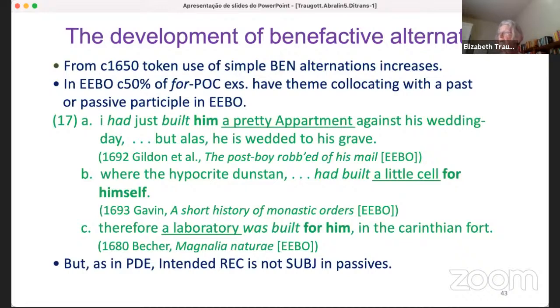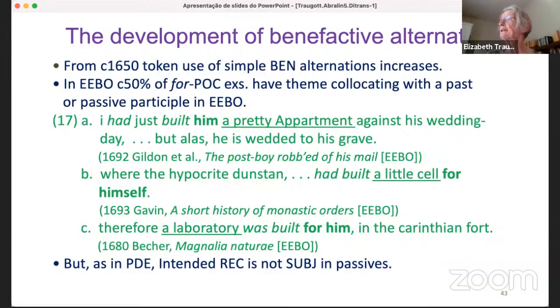And here, at the end of the 16th, beginning of the 17th century, the similarity between the dative alternation and the benefactive alternation diverges. From about 1650, we find a simple benefactive alternation more and more frequently. And in EEBO, the Early English Books Online, 50% of the for-POCs have a theme collocating with a past or passive participle.